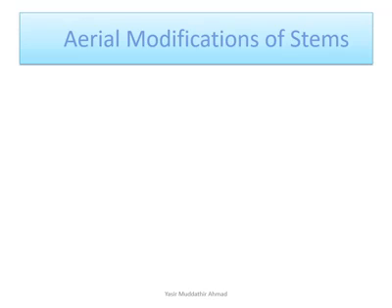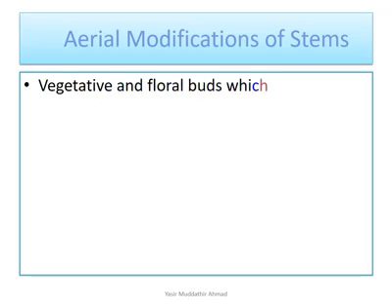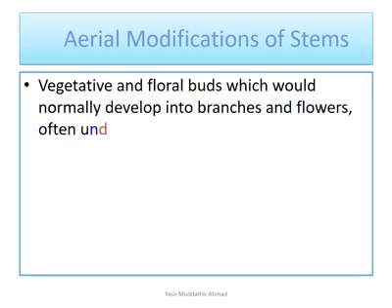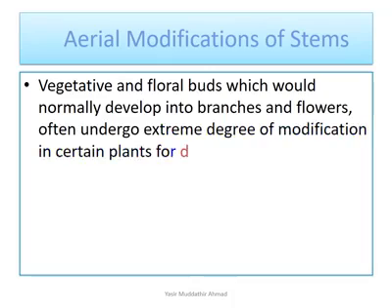Aerial modifications of stems. Vegetative and floral buds which would normally develop into branches and flowers often undergo extreme degree of modification in certain plants for a definite purpose.